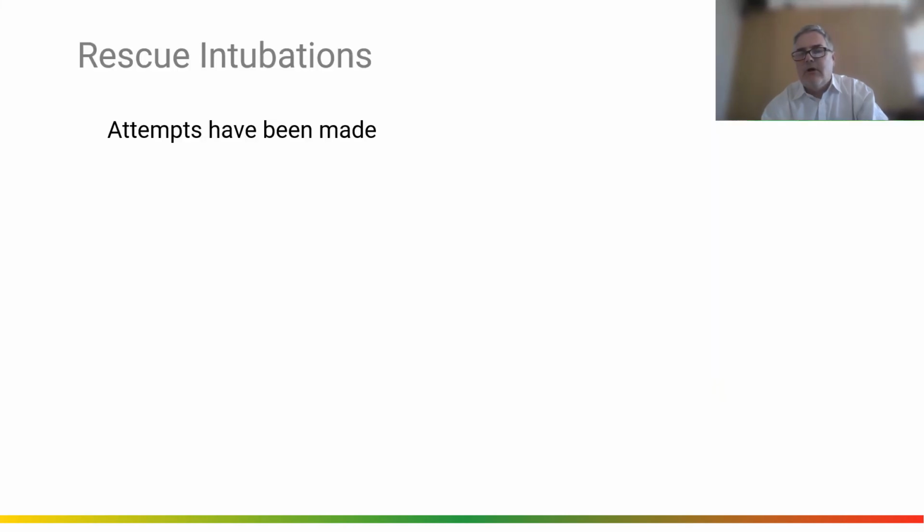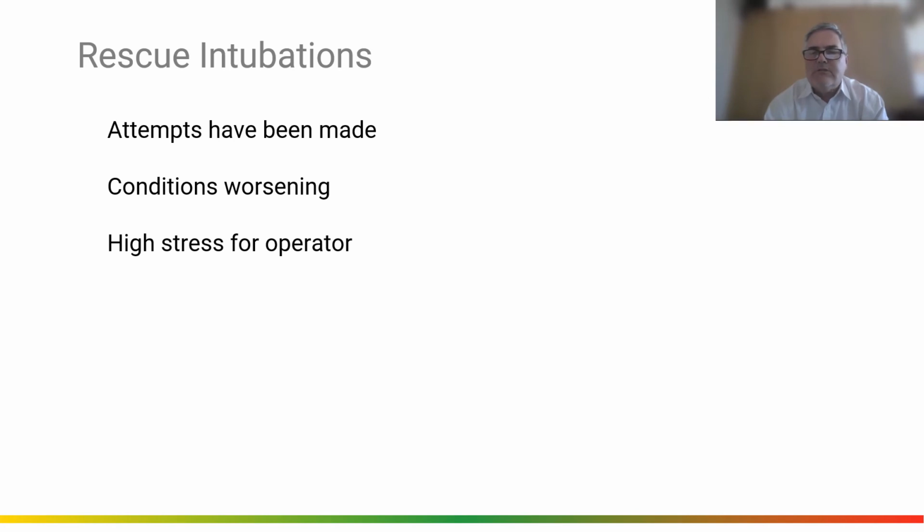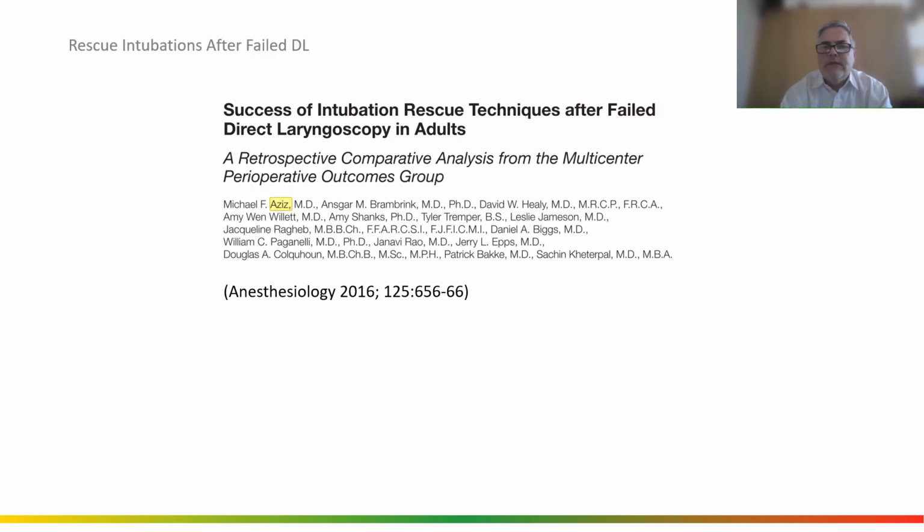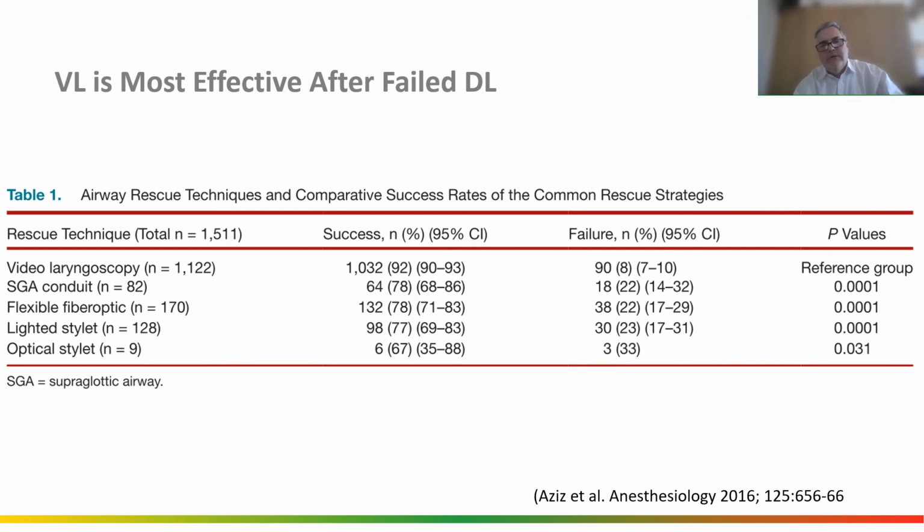Rescue intubations, these are arguably the most difficult situations we find ourselves in. Attempts have already been made, conditions may be worsening, and it's high stress for the operators involved. Okay, so what kind of techniques are we using when we find ourselves in rescue situations? Video laryngoscopy is used quite often, and there is a 92% success rate when used as a rescue strategy. And you can see intubating LMAs, flexible fiber optics, lighted stylets, they have less success than a video laryngoscope in the situation of rescue intubation.